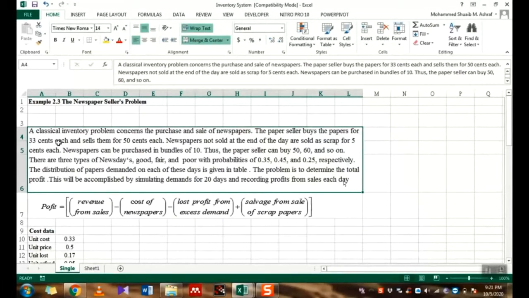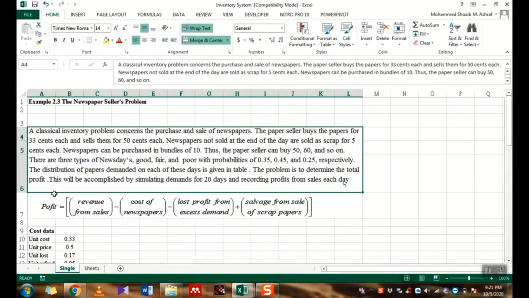The newspaper seller buys papers for 33 cents each and sells them for 50 cents each. Newspapers not sold at the end of the day are sold as scrap for 5 cents. Newspapers can be purchased in bundles of 10, so the seller can buy 50, 60 and so on. There are three types of news day: good, fair and poor, with probabilities given. The distribution of papers demanded on each day is also given. The problem is to determine the total profit.